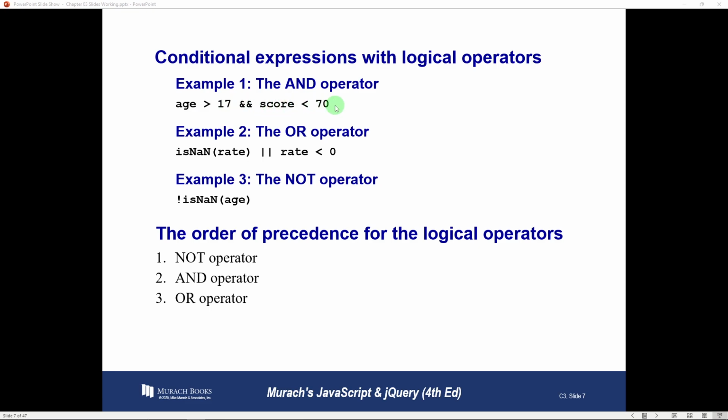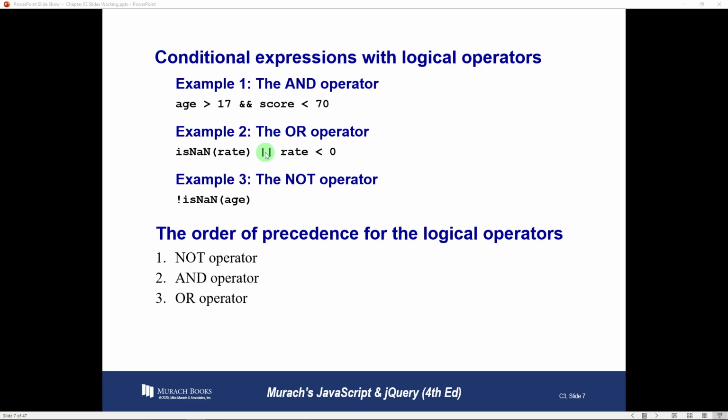Say the person was 18 years old and had a 50 for their score, the entire thing would be true. This side would be true because 18 is greater than 17, and if the score was 50, this side would be true because 50 is less than 70. So as a result, we have true on the left, true on the right. This is true and that is true, so the overall result of the entire expression would be true.